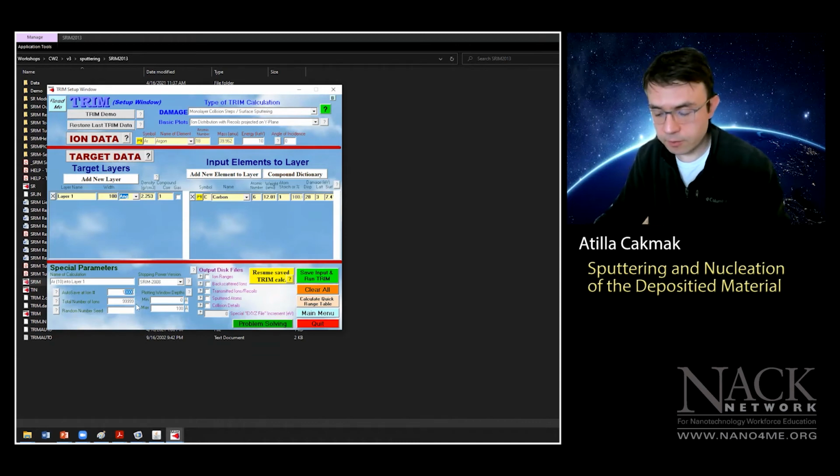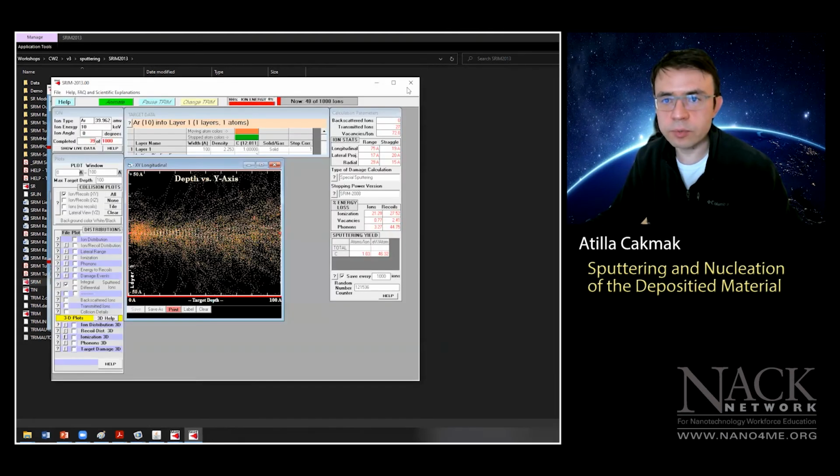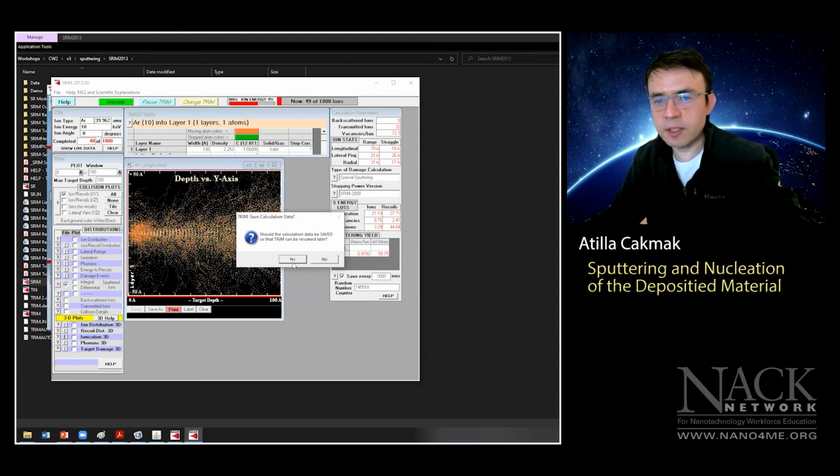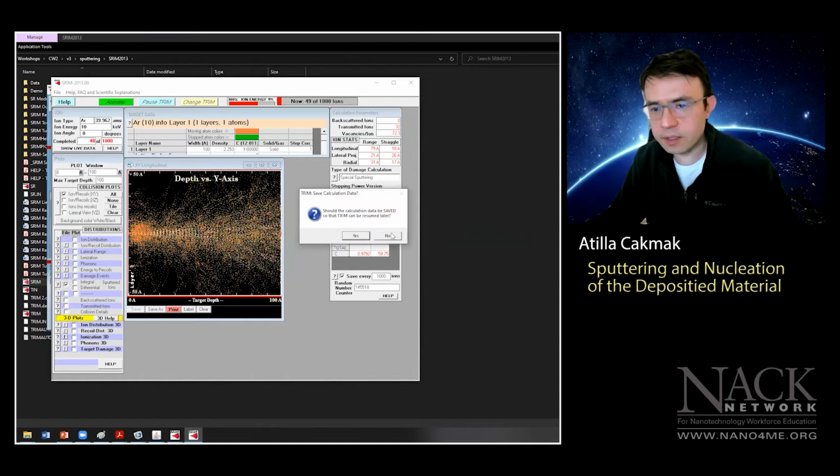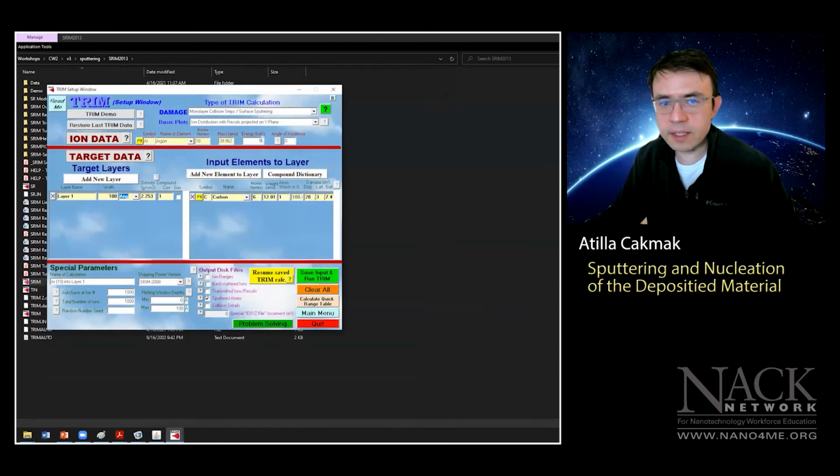And with the same number of ions, these are called Monte Carlo type simulations, just trying to look into the random walk trajectories. Oops, too much energy, sorry. You see, if I give too much energy, it does ion implantation. So the ions went into the depths of the target, but this is not the case for sputtering. This is the case for ion implantation.